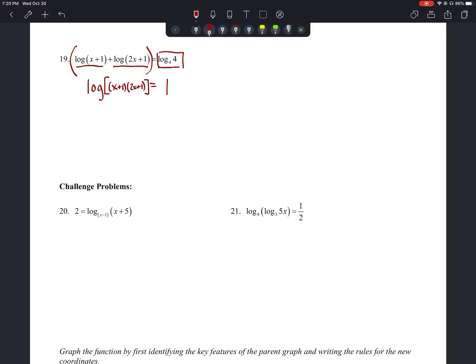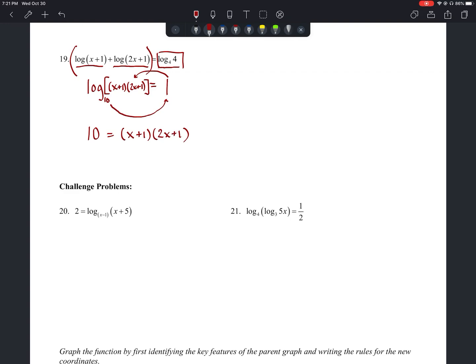In which case we could take that and actually FOIL it out already if you wanted to. But now that we have just one log, remember our implied base is 10. So if we think about it here, let's just rewrite it. Since we have one log on one side, let's just rewrite it to its exponential form. So what I now have here is 10 to the first power is going to equal the quantity of x plus 1 times the quantity of 2x plus 1.